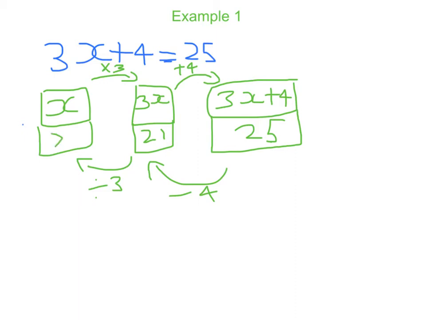And we want to know if that is correct. So we have to sub in 7 wherever it says x. So 3 times 7 plus 4 has to equal 25. 3 times 7 is 21. 21 plus 4 equals 25. So now we know our answer is correct.